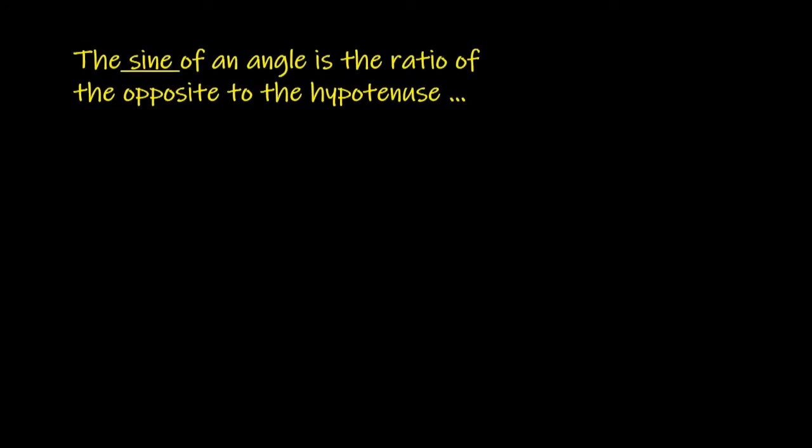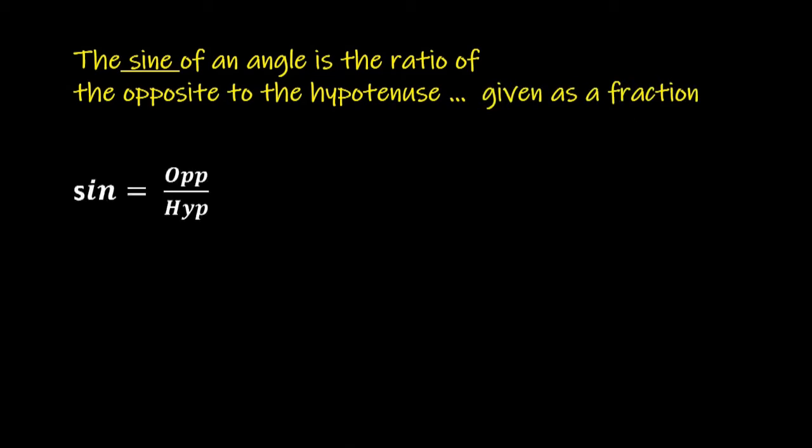So let's formalize it. The sine of an angle is the ratio of the opposite to the hypotenuse, and it's usually given as a fraction rather than as two numbers with a colon between them. What you have to remember is that this sine ratio, and the word sine is usually abbreviated just to SIN, is the opposite divided by the hypotenuse. That's a way of giving a ratio as a fraction.